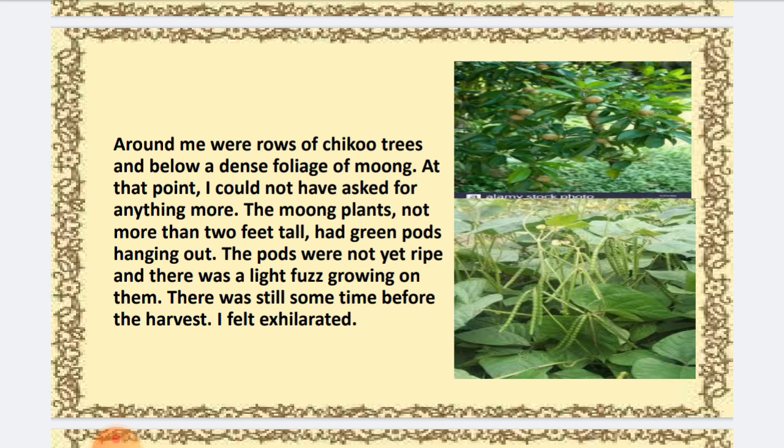Around me were rows of chiku trees and below a dense foliage of moong. Dense foliage of moong. Foliage means the leaves of a tree or a plant. ते ज्या शेतामध्ये होते त्या ठिकाणी संपूर्ण सगळीकडे मुगाची शेती होती. बाजूलाच सगळ्या बाजूनं, सगळ्या चारही बाजूंनी चिकूची झाडं होती, चिकूचे रोज, आणि खाली असं घनदाट सगळं ते छान पसरलेलं सगळं ते मुगाची शेती.